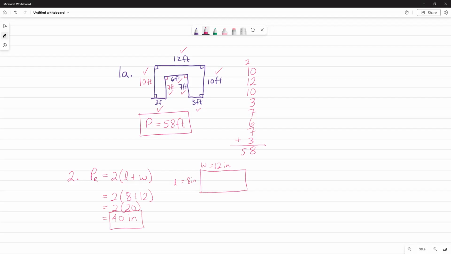You can draw the diagram if you need to, but when they're telling you this is like 8 inches by 12 inches, you can draw it like I have here, and that'll give you a better idea. But you just plug in, one is the length, one is the width, add them together, multiply them times 2, and you've got your perimeter. So try that for number 2.